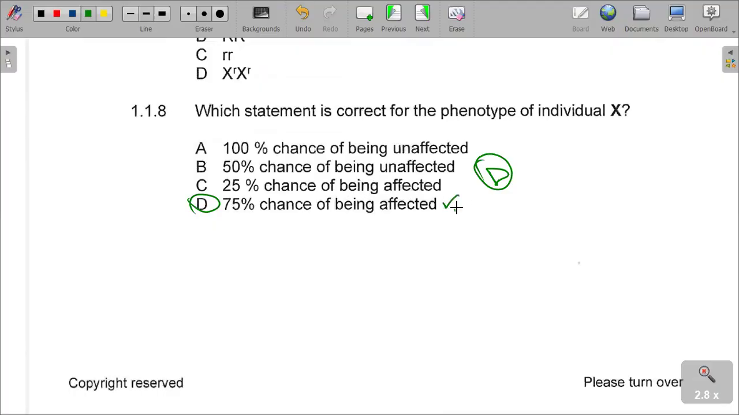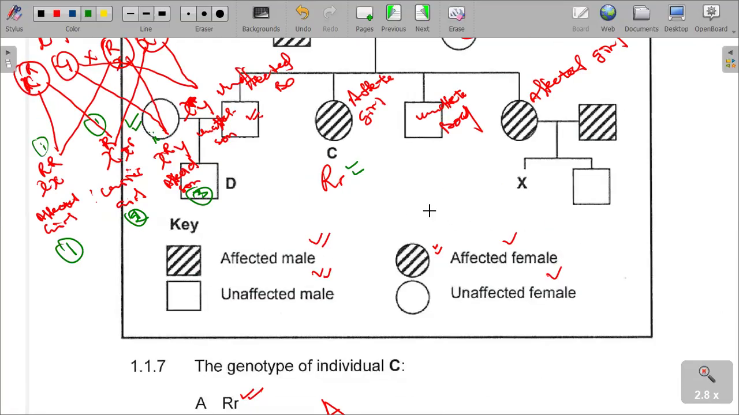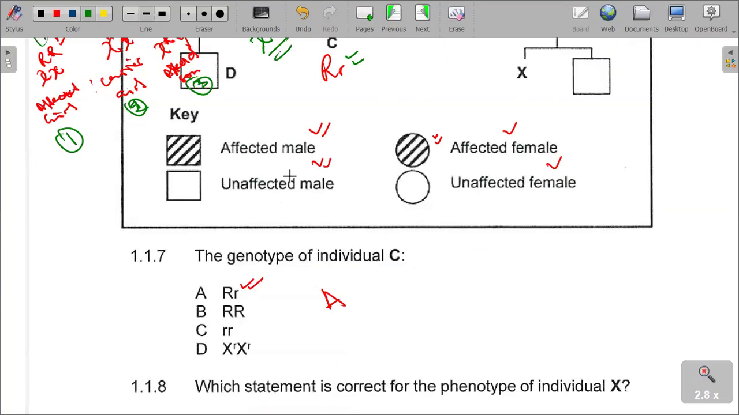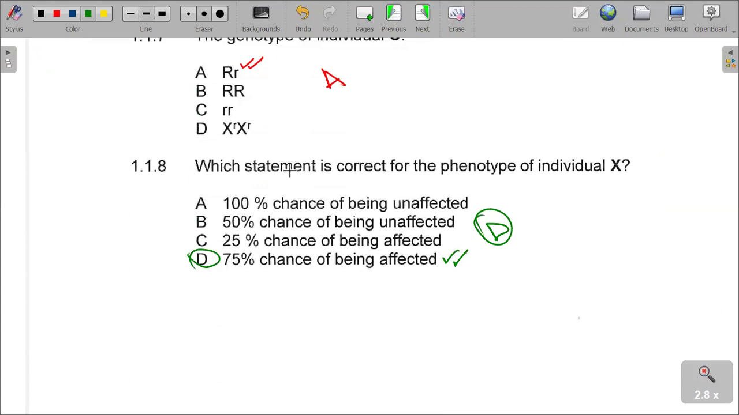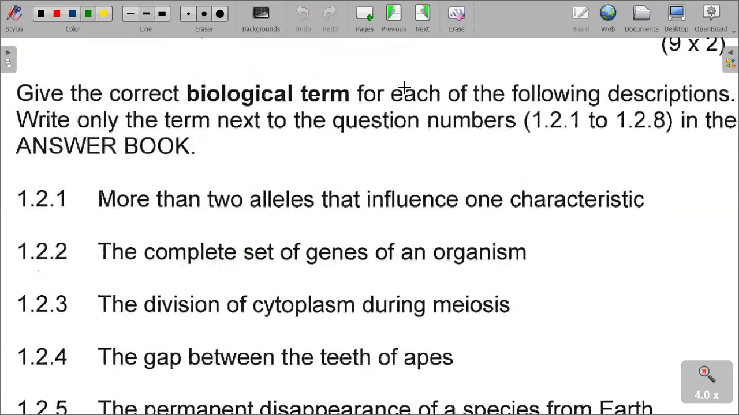So we say that 75% is affected because we have got 3 of them who are affected, and then we only have one unaffected. The last one, the unaffected boy, we are saying is having an XY, which means that he is unaffected. So please take note of these calculations, class, and they are quite nice and interesting anyway. Don't make mistakes. Let's go to the next question.